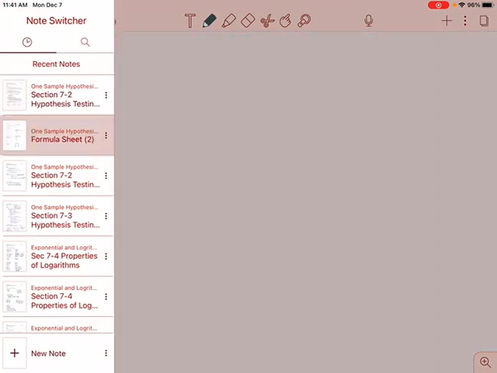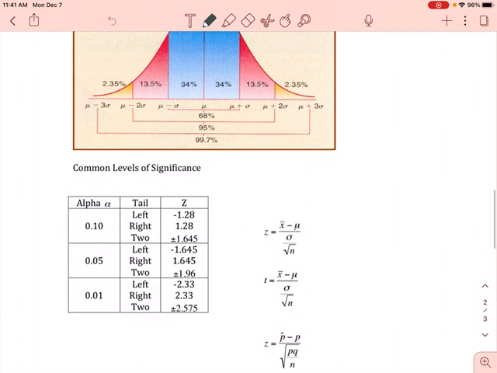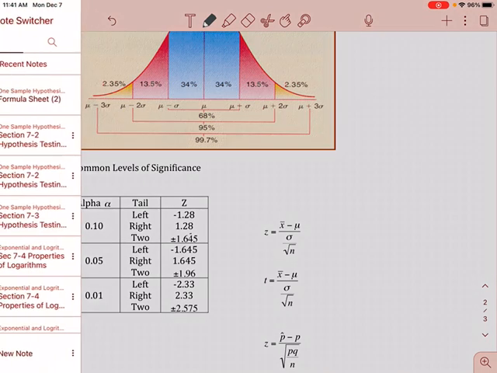So you're going to find this on your formula sheet on the back page where it says common levels of significance. So here's your alpha, 0.1. If it's a left tail, your Z is negative 1.28. If a right tail, it's positive 1.28. If it's a 2 tail, then you're going to put a negative 1.645 and a positive 1.645. So I did that for each one of our most common levels of significance, so we don't have to keep looking it up. It's right here on your formula sheet, as well as the test statistic formula, just in case.